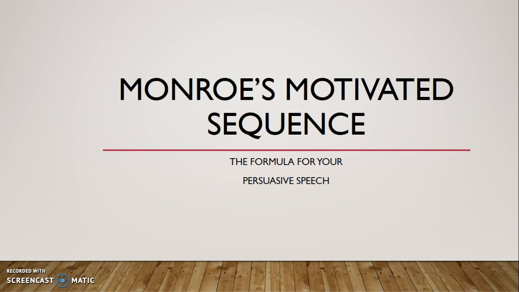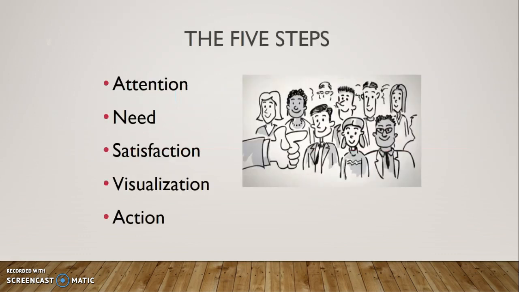Now let's go ahead and discuss what are the 5 steps of Monroe's motivated sequence. Well, here we go. The 5 steps include the attention, the need, the satisfaction, the visualization, and the action steps. Similar to an essay that you may write for any of your other classes, these steps compose your introduction, the body, and conclusion of your message. The attention step will be your introduction. The body will consist of the need, satisfaction, and visualization steps, and the action step will consist of your conclusion.